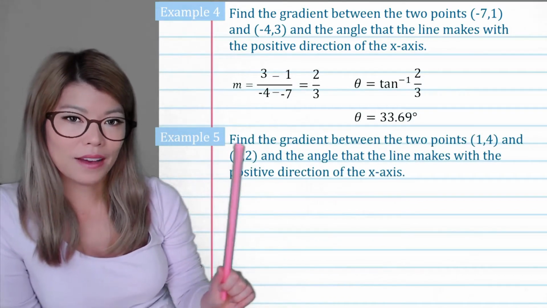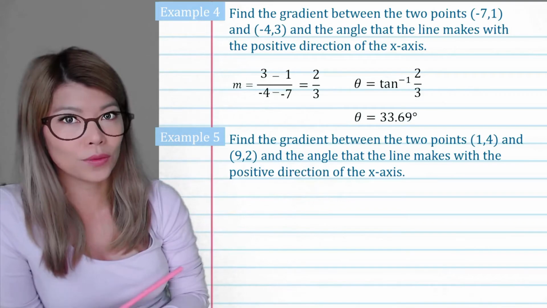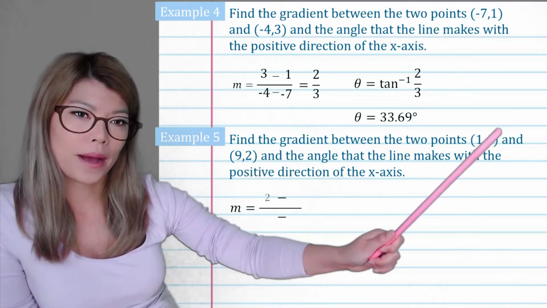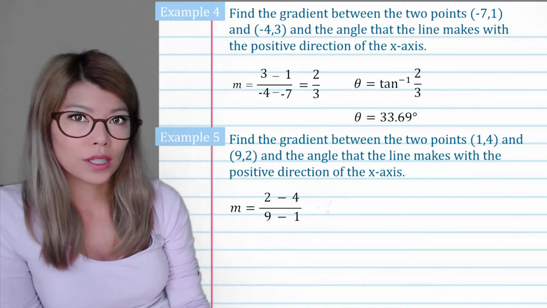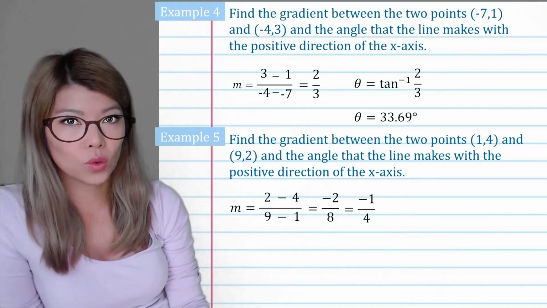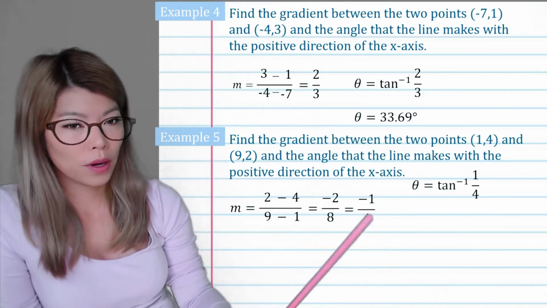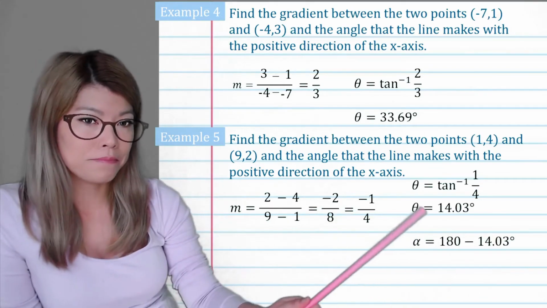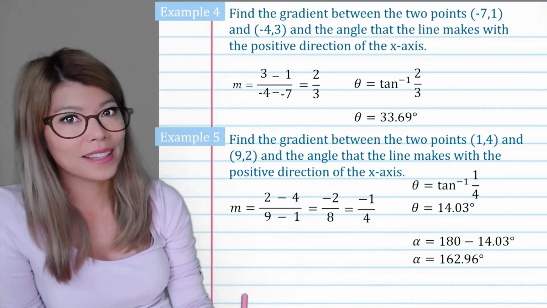Example 5. Find the gradient between the 2 points (1, 4) and (9, 2), as well as the angle that the line makes with the positive x-axis. So again, let's write down our gradient, 2 minus 4, and then over 9 minus 1. 2 minus 4 is negative 2, and then 9 minus 1 is 8, which simplifies to be minus 1 over 4. This time we have a negative gradient. So let's tan inverse the positive of that to get our theta. And because it's negative, we have to do 180 minus that, which gives us that value over there. Try using the calculator to see if you get the same value.